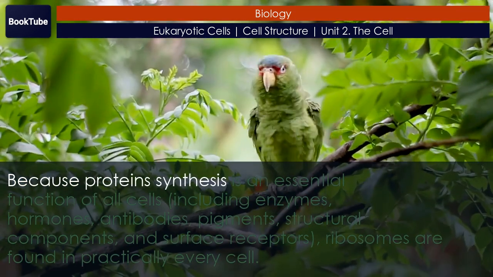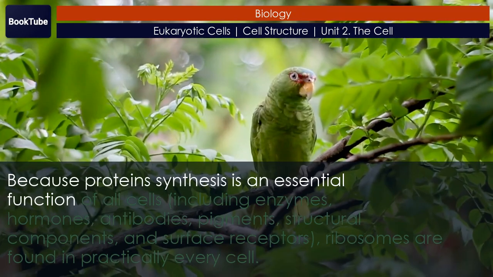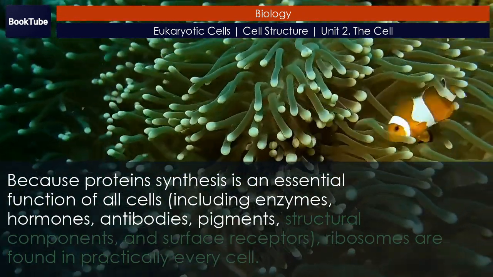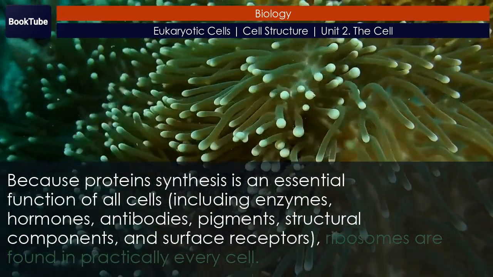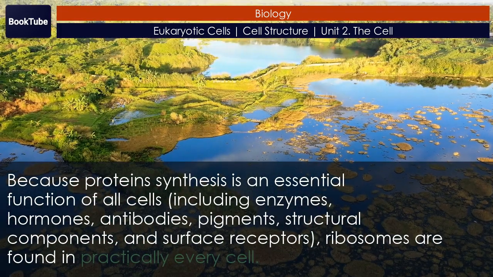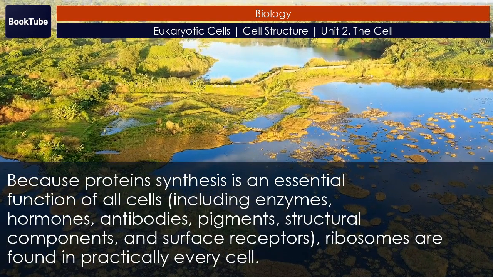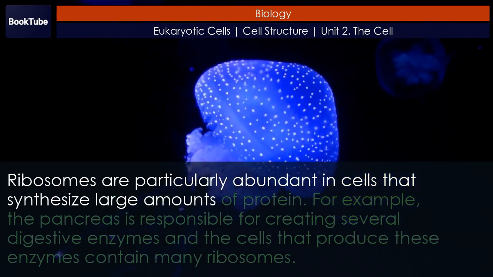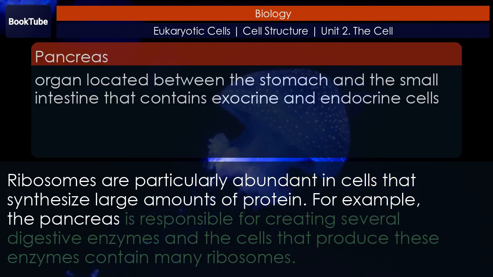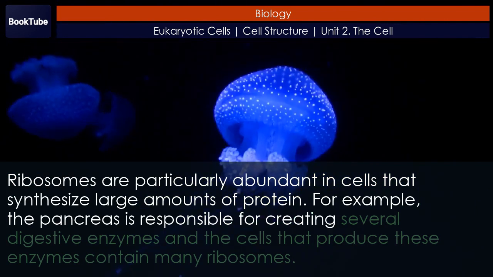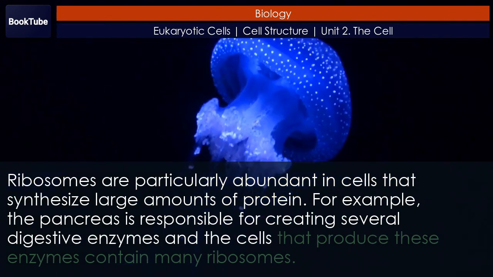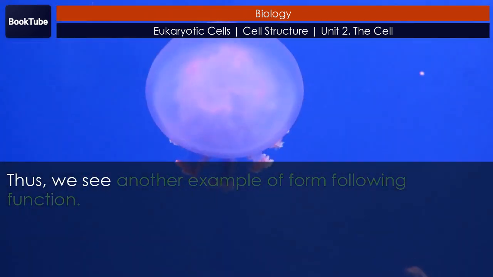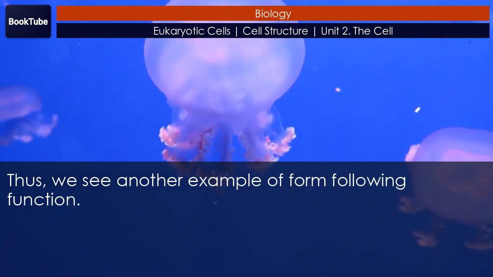Because protein synthesis is an essential function of all cells, including enzymes, hormones, antibodies, pigments, structural components, and surface receptors, ribosomes are found in practically every cell. Ribosomes are particularly abundant in cells that synthesize large amounts of protein. For example, the pancreas is responsible for creating several digestive enzymes, and the cells that produce these enzymes contain many ribosomes. Thus, we see another example of form following function.